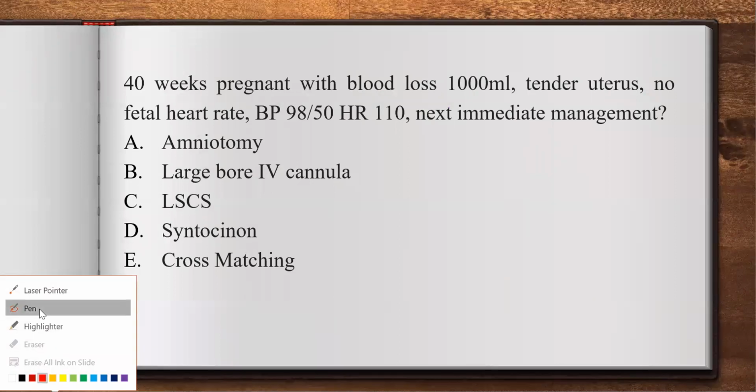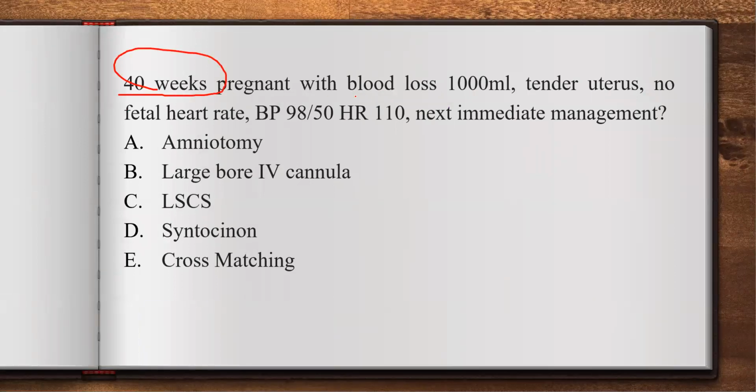Next, a 40-week pregnant woman with blood loss of 1000 ml, tender uterus, no fetal heart rate, blood pressure 98/50, heart rate is 110. What is the next immediate management in this patient? So you want to go for amniotomy, large bore IV cannula, LSCS, so cesarean section, syntocinon, or cross-matching. Obviously, if you look at here, it's a tender uterus, no fetal heart rate, and the patient is in shock. So this patient is having placental abruption.